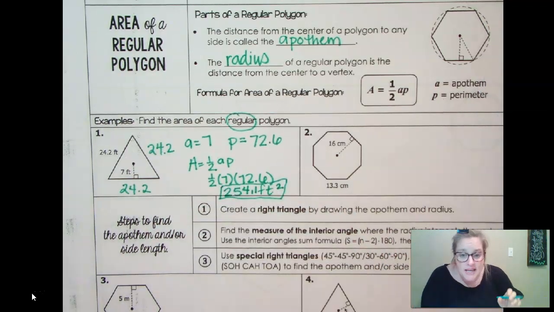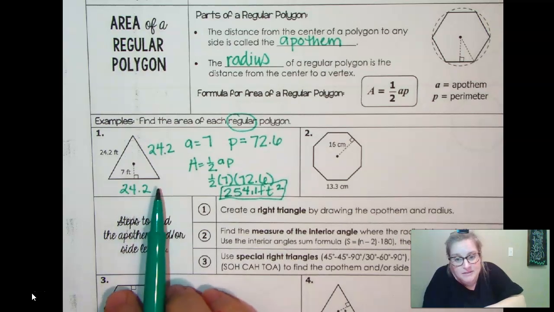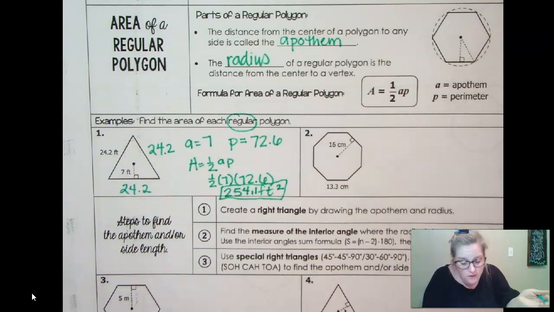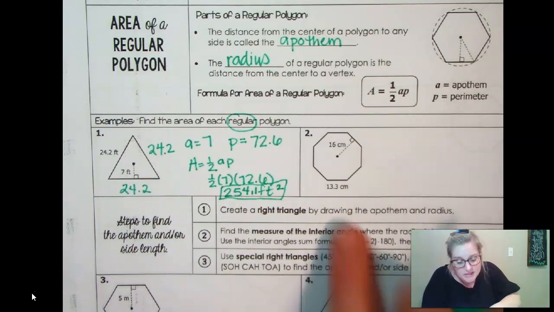So it's very easy if you have all of the information given. You'll also notice I didn't need the radius. Okay, I didn't even draw the radius on this one because I was able to find the perimeter and the apothem. So if you've got that information, you don't really need the radius. Just like with this one.